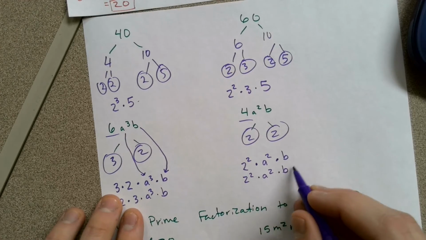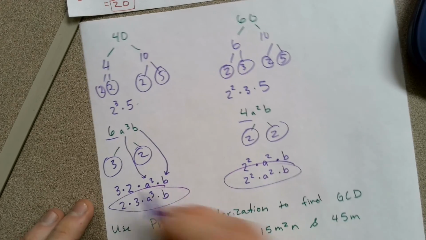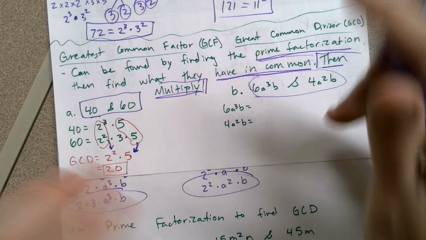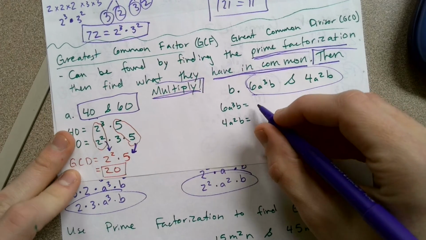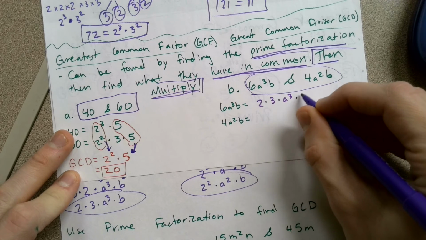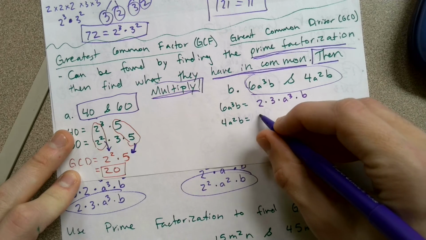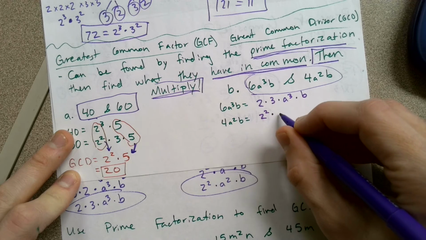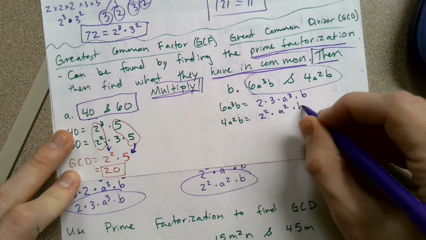Okay, those are my finals right here. My prime factorizations. Transfer those over to my other paper real quick. This equals 2 times 3 times a to the third times b. This one equals 2 squared times a squared times b.